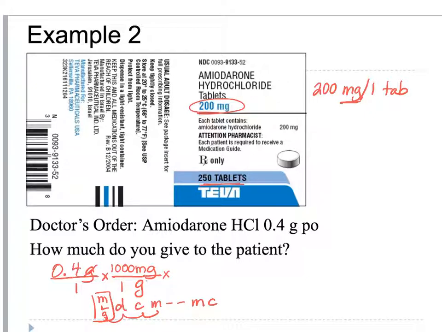Now my grams cancel. Now I have milligrams. So now I can use my dosage strength of 200 milligrams per 1 tablet. Milligrams are going to cancel. I'm going to be left with the number of tablets. So I end up with 2 tablets to satisfy this order. So we would give the patient 2 tablets for 1 dose.